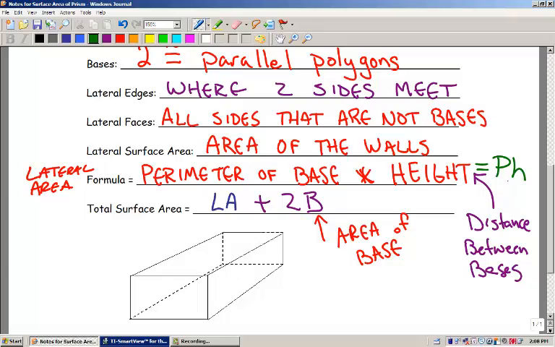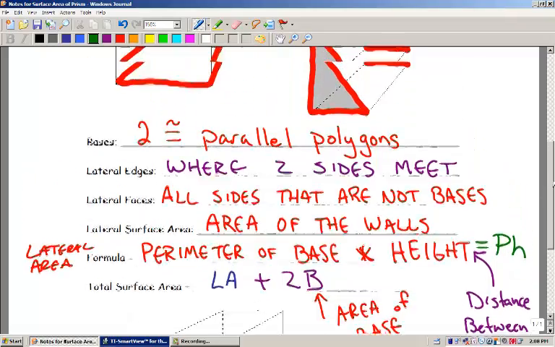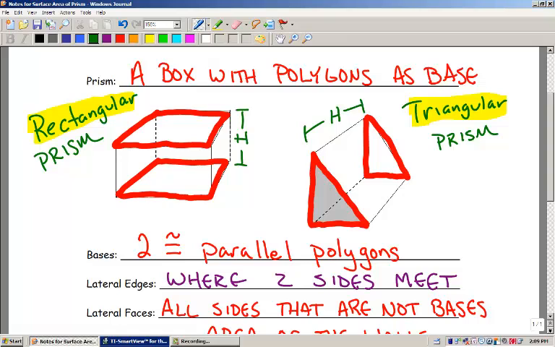And again, let's go back to the perimeter times the height. If you go back to the top, the height is indicated as the distance between our bases. So this is just the basics of the notes, and then the next video is going to show you how to do some sample problems.